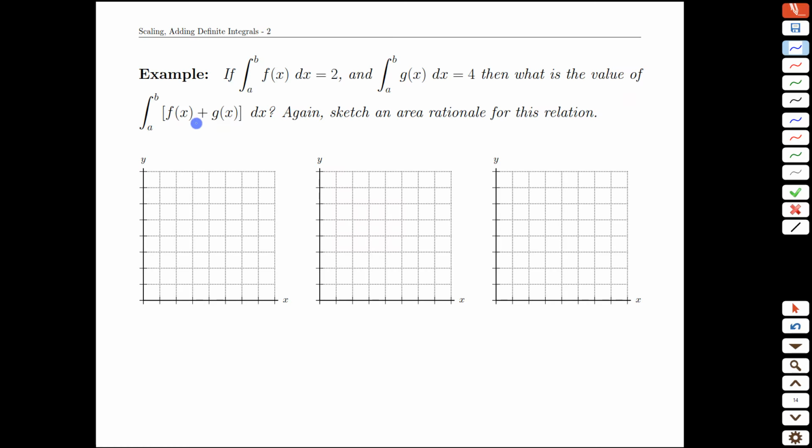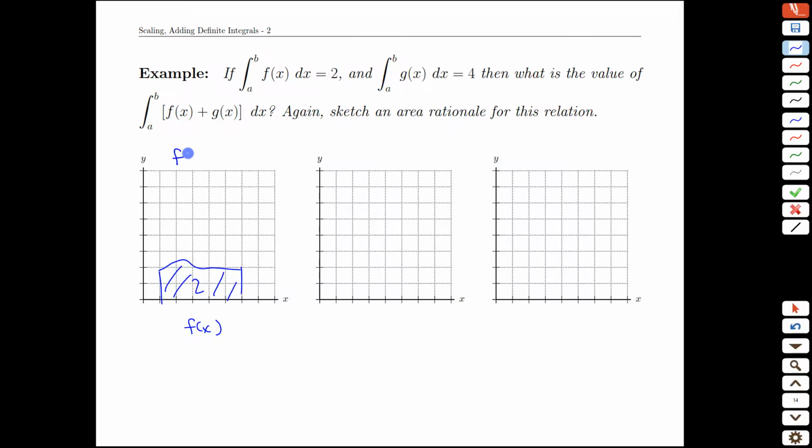What if we then consider adding two functions, a function plus another function, and then find the area beneath them? Imagine we have an integral that has a value of 2, so let's keep this fairly simple. That's our f of x, and it has an area of 2 underneath it. And then we have our g of x on the same interval. That's the important part. That's the consistent part from example to example. Maybe it does this. Let's make it a bit taller. So it has an area of 4.